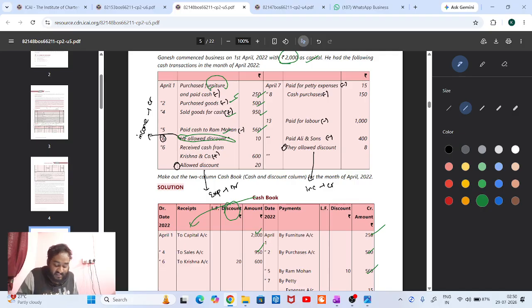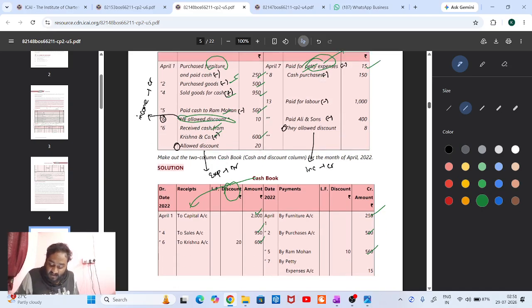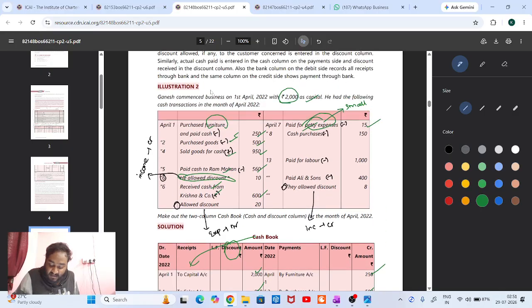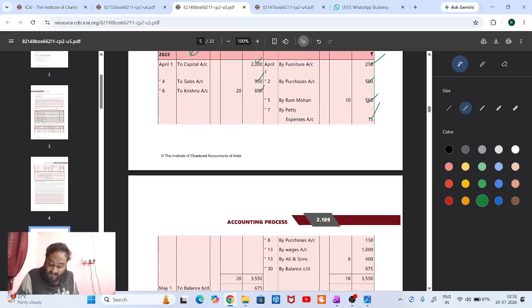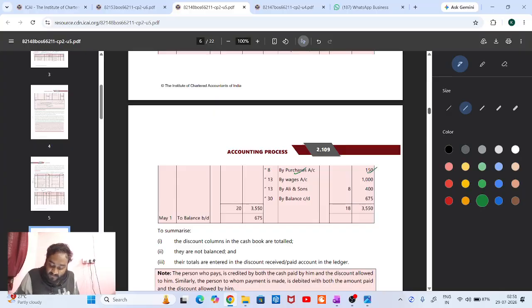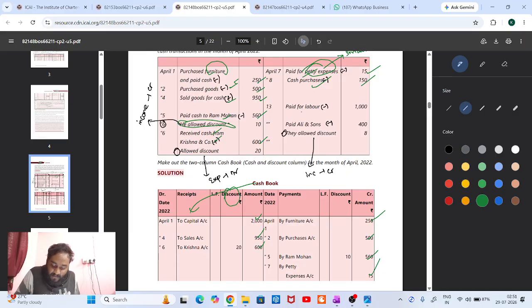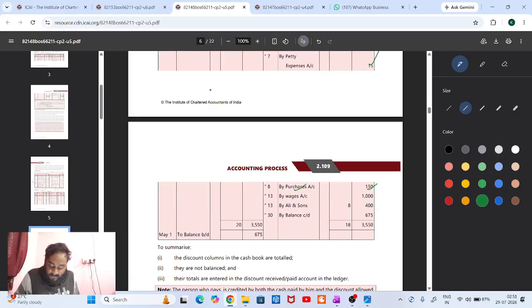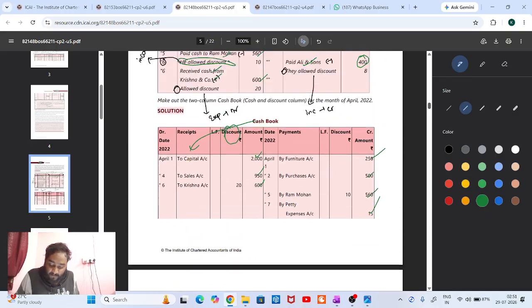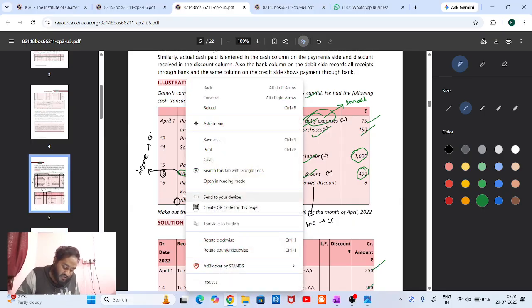Put this aside. Received cash from Krishna. I have not paid, but they have shown this. Paid for petty expenses. Petty means small. They have paid for small expenses, 15 rupees. We include 15 rupees. We do not consider the materiality concept. Cash purchases 150. Paid for labor 1000. Paid to Ali and Sons 400. Keep this aside. Now we have put hold on discounts.